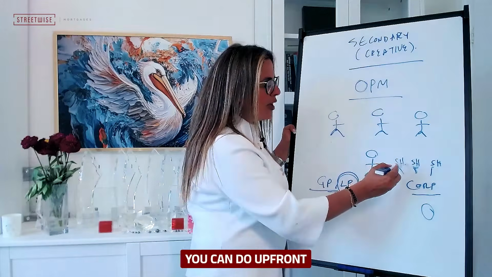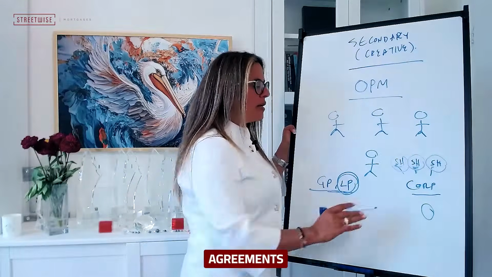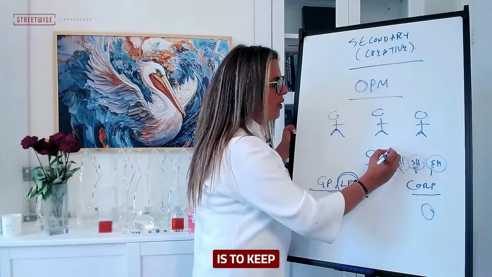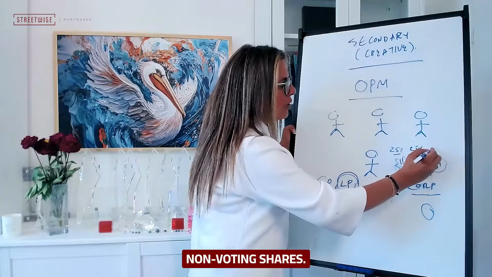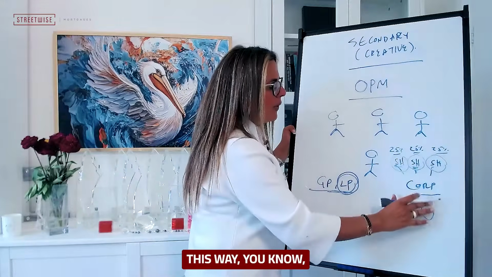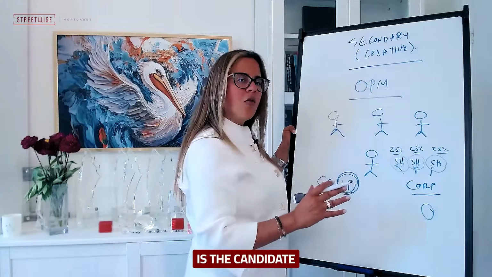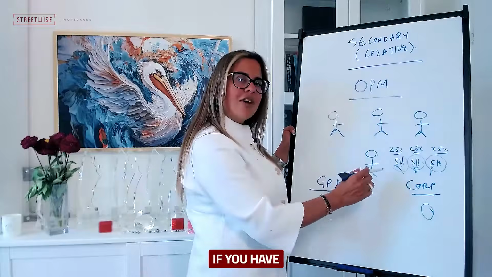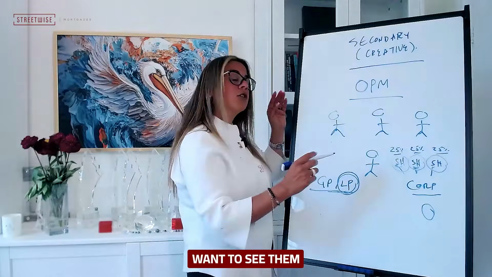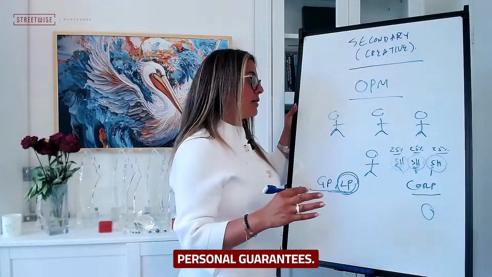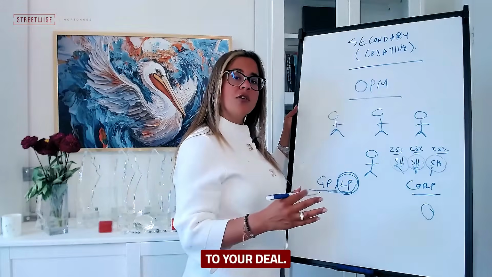One of the things you can do upfront to reduce these chances, when you set up your shareholder agreement under a corporation, is to keep the shares below 25% and to keep them as non-voting shares. This way, you as a director are the candidate for the personal guarantees. If you have investors in your deal who own majority shares, the lenders would want to see them participate in the personal guarantees. But OPM is a great strategy to utilize to bring money to your deal.